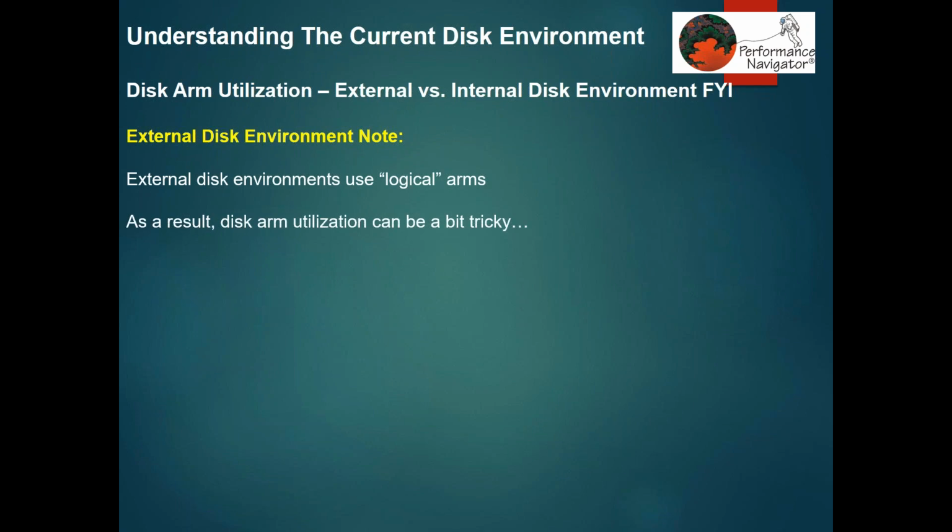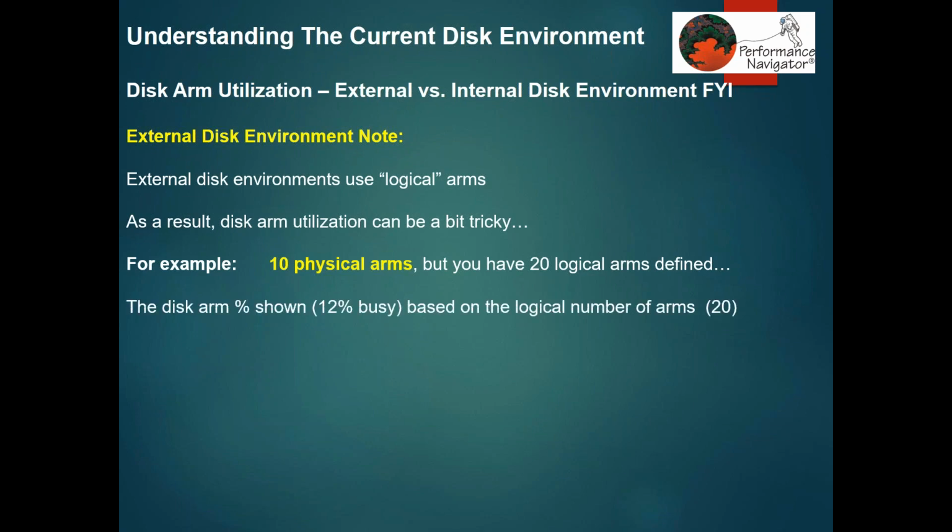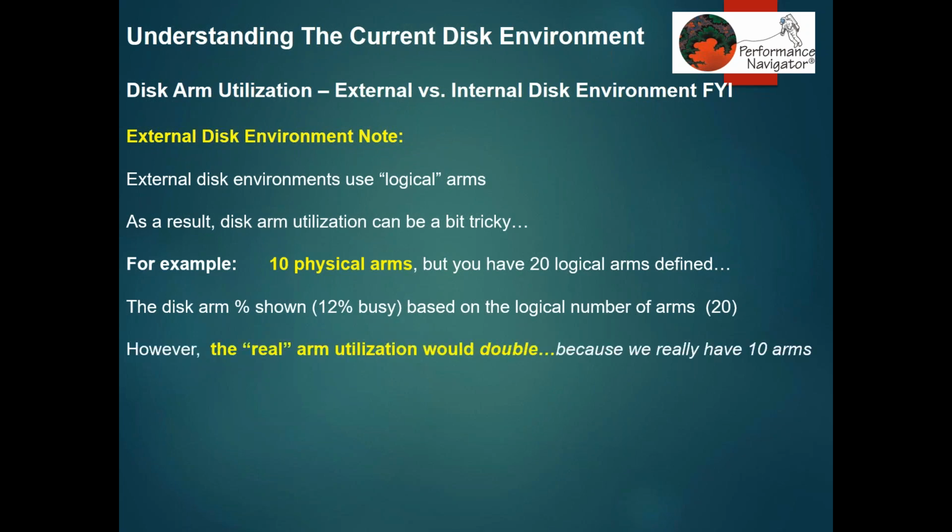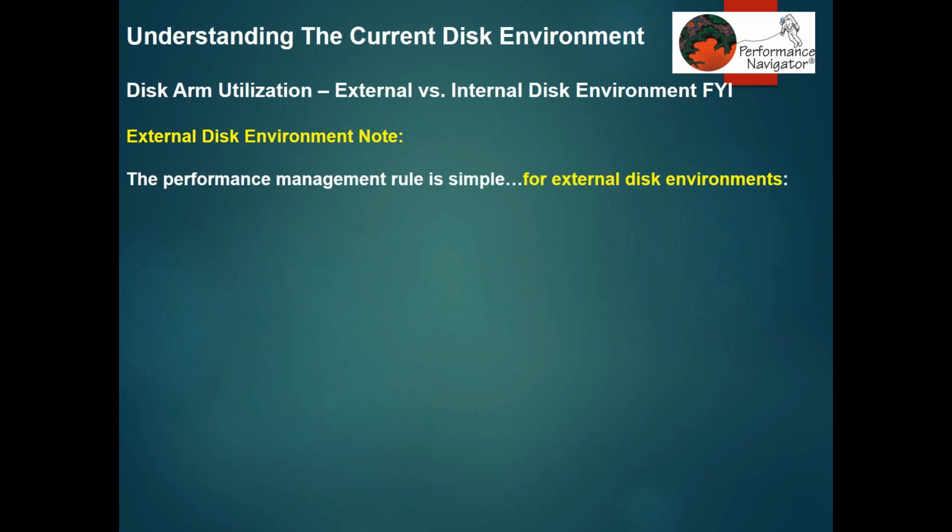And disk arm utilization can be a bit tricky. In my example here, if you had 10 physical arms, but you have 20 logical arms, the arm utilization might be 12% busy based on the number of arms, 20. However, since you really have 10 real physical arms, the utilization is going to double. So my performance management rule is this.